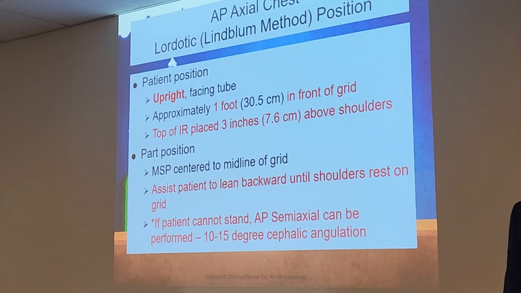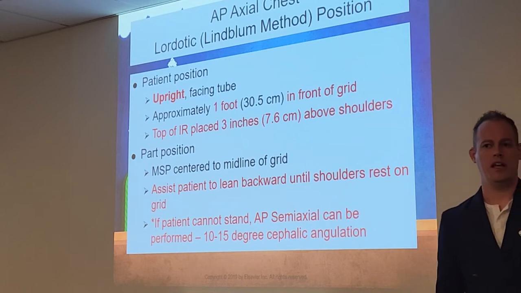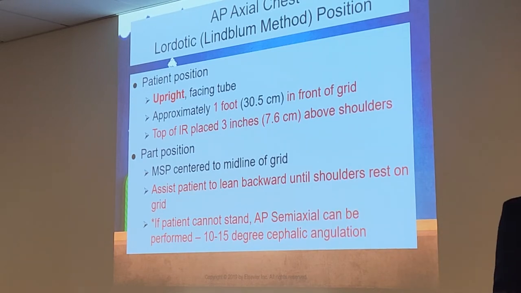Now for this x-ray in particular, we only do the Lindblom method upright. If they cannot stand, we actually have to do an alternative x-ray, which I have at the very bottom there we're gonna talk about. They must be upright for a proper AP axial lordotic chest. Why? Because we need the patient to get in a lordotic position. You cannot get in lordotic position if you're lying down. It's not possible. Big star on this. We always want the patient 1 foot in front of the grid. You do not want them more than that, otherwise they're gonna be too far back when they're leaning. And if they're not quite 1 foot, they're not gonna be leaning far back enough at all. It has to be exactly 1 foot in front of the grid with the patient leaning back towards the IR.